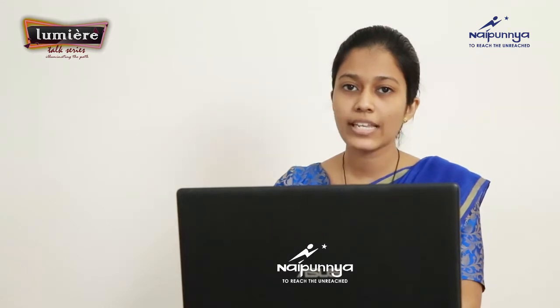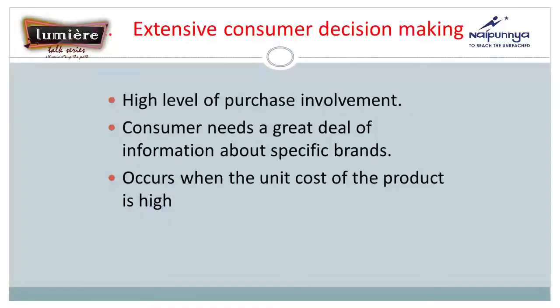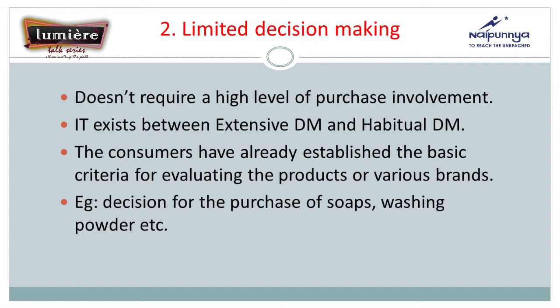Now let's see various levels of decision making. First of all, we will see extensive consumer decision making. Extensive consumer decision making involves high level of purchase involvement. Consumer needs a great deal of information about specific brands, and it occurs when the unit cost of the product is high. And the second level of decision making is limited consumer decision making.